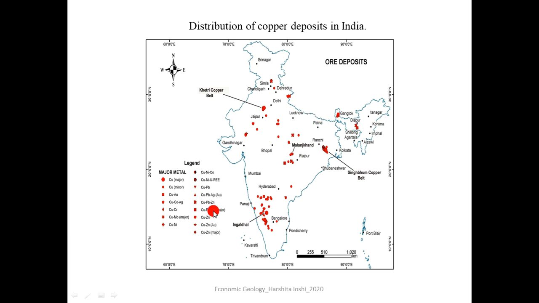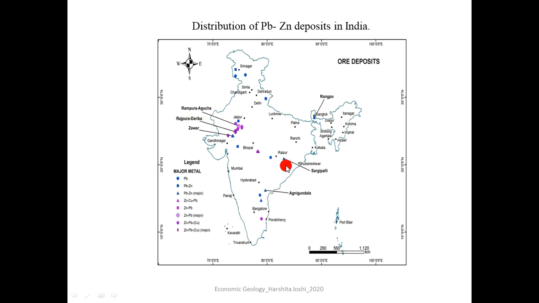Here you can see how copper and zinc are associated together, and you can also see where the majority of copper deposits are present and where the minority of copper deposits are present. If we see the distribution of lead and zinc deposits in India, lead and zinc are usually found associated with copper. So there are various regions where we find lead and zinc.